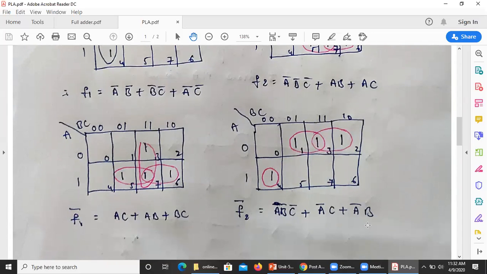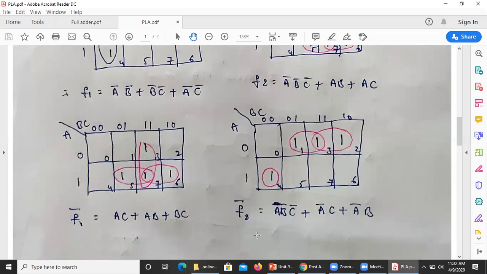Next, when we are going to consider the equation for F1 bar, this F1 bar contains 3, 5, 6, 7. So due to that, 5, 7 form a pair, 6, 7 form a pair, 3, 7 also form a pair. So due to that, what are the terms we are going to get? These two form AC, here it is BC, here it is AB. So F1 bar is AC plus AB plus BC.